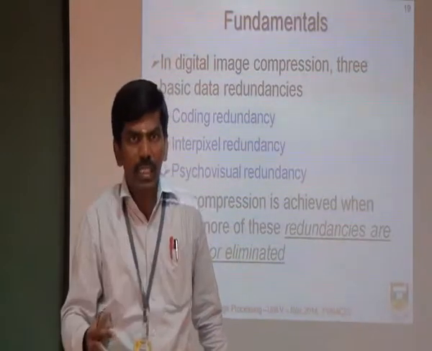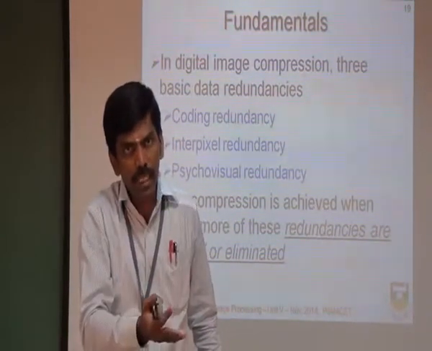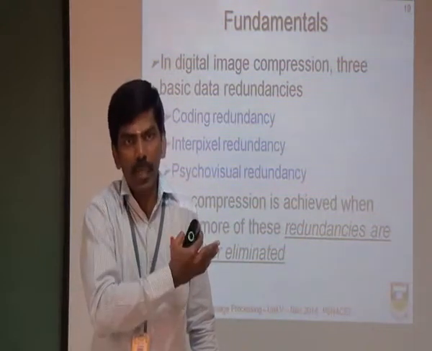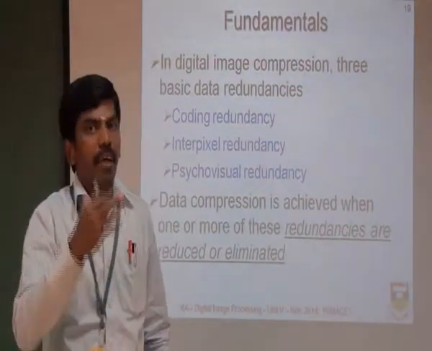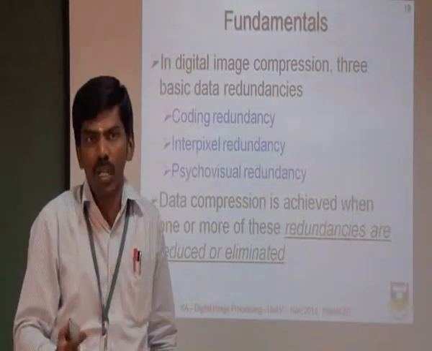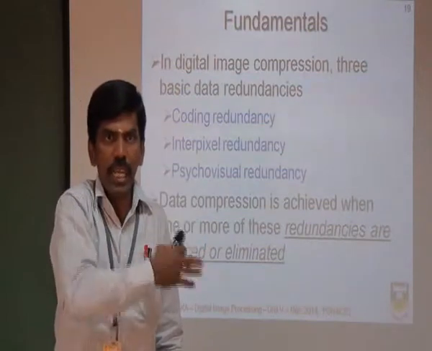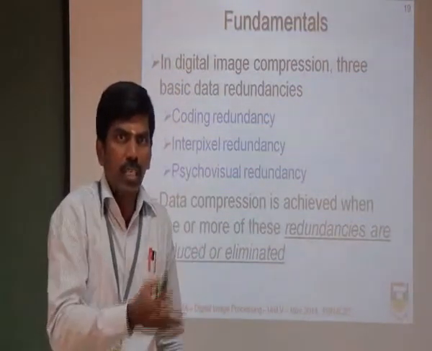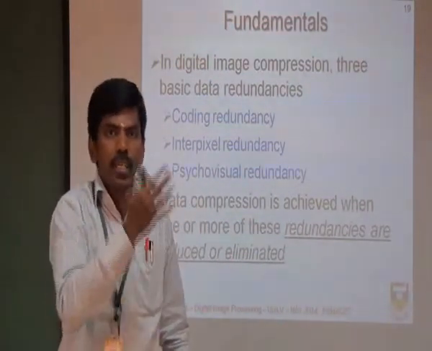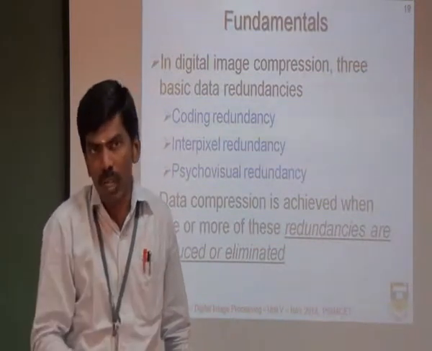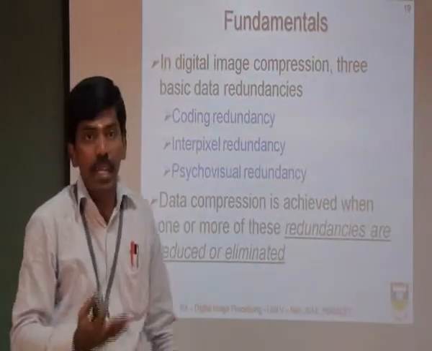Next, the further classification. Statistical redundancy has interpixel redundancy and coder redundancy. Interpixel redundancy has two subdivisions, spatial and temporal. So at the top is redundancy, with two broad classifications, statistical and psychovisual. Statistical has two, coder and interpixel. Interpixel itself has two domains, spatial and temporal. Now let us move on to the meaning of coder redundancy.